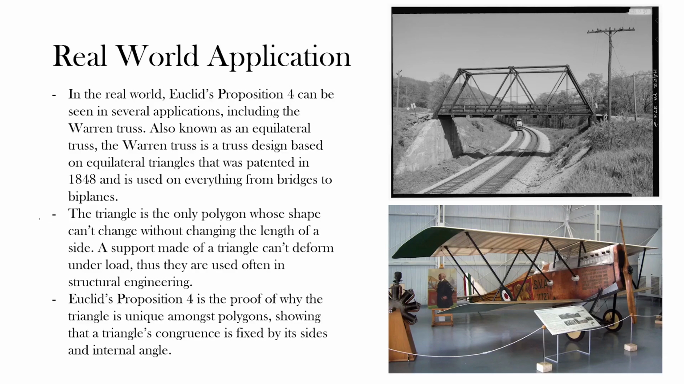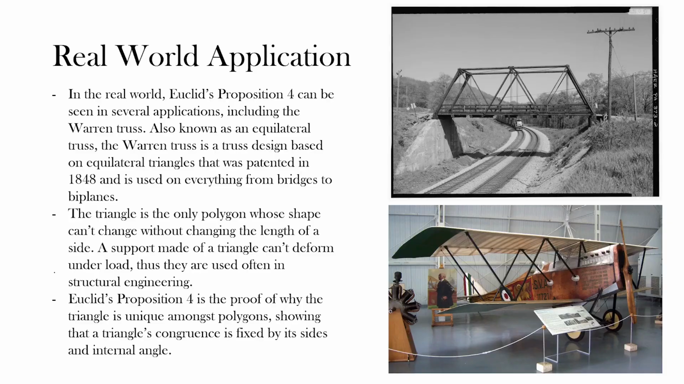So the triangle is the only polygon whose shape can't change without changing the length of a side. So a support made of a triangle can't deform when it's put under load. If there's any stress put on it, it can't reshape, it can't collapse without changing the shape of a member. So there's no way for it to fall apart under stress. And so they're used a lot in structural engineering, dating even back to the Romans.